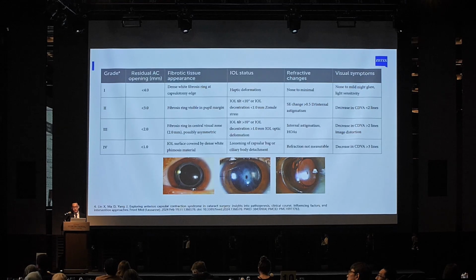We can see that even a low grade of ACCS can induce night glare, and for the advanced stages, it will induce high order aberration and decrease visual acuity, due to IOL decentration or dislocation.